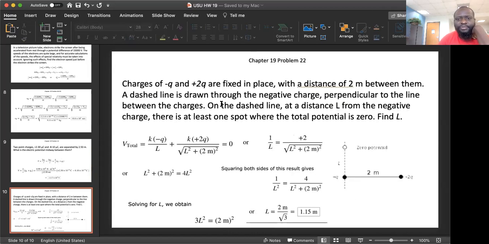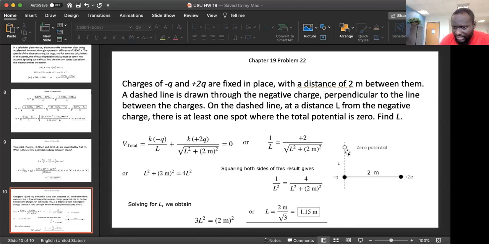Then right here, chapter 19, problem 22 says charges of minus Q and 2Q are fixed in the plane with a distance of 2 meters between them. A dashed line is drawn through the negative charge, as you can see here. We are asked to find, on the dashed line, a distance L where the total potential is 0. There are actually two points, one going up, another the same distance L going down. We'll still find the potential 0, but we want to get the positive one.